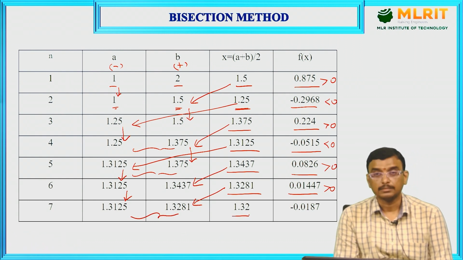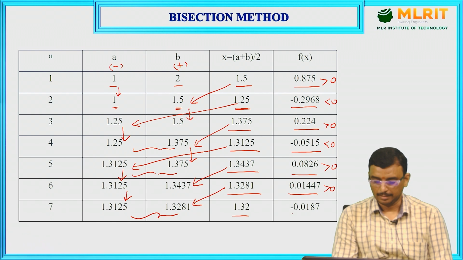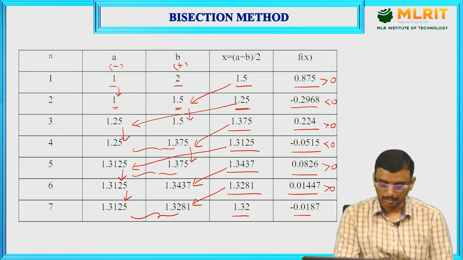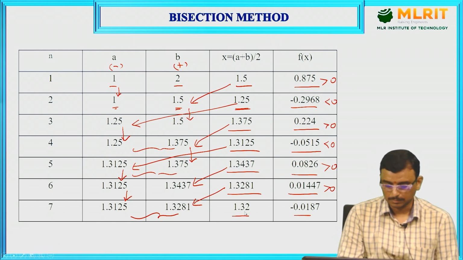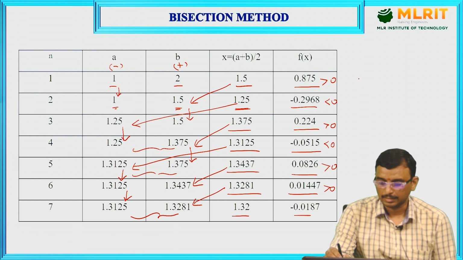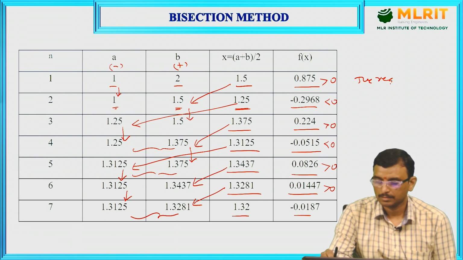So we get 1.32 and its value is negative. Anyhow, we got the same value up to 2 decimal places. So the required root is 1.32.